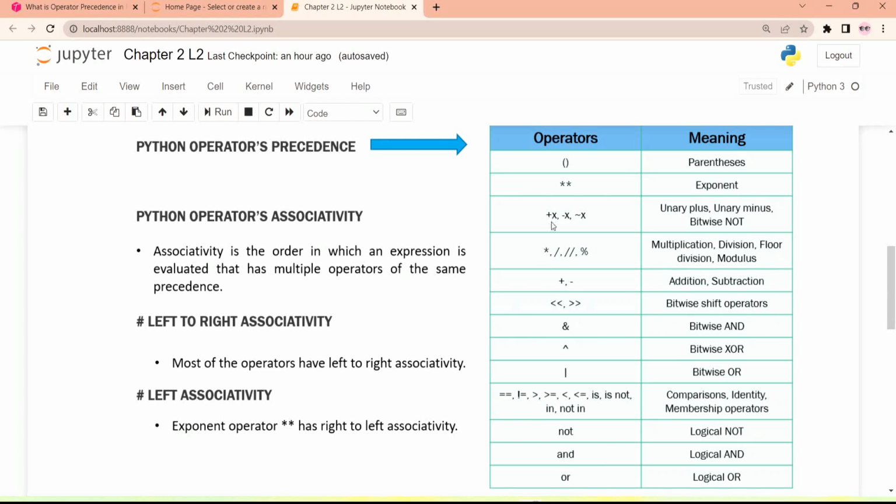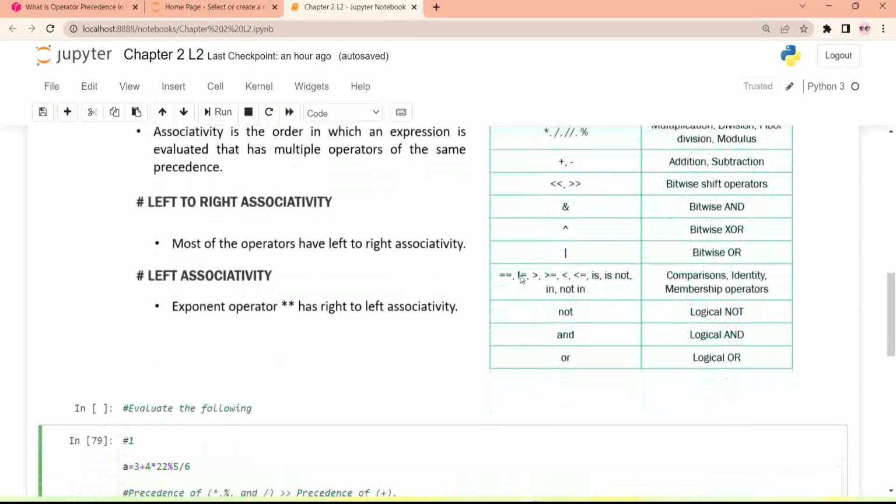Left to right associativity means whichever operator comes on the left side first will be evaluated. Right to left means from the right we go on evaluating towards the left. We'll see examples as well. But one point to remember is most of the operators have associativity from left to right, whereas the exponent operator has associativity from right to left. We'll examine this with the help of code. Now let us evaluate some expressions.